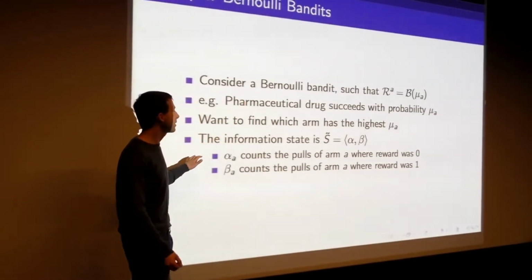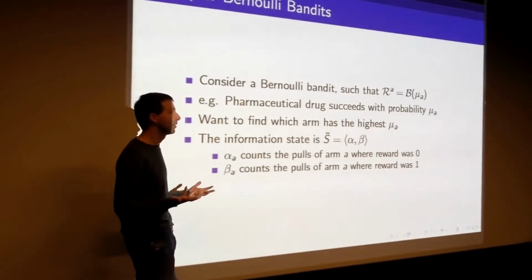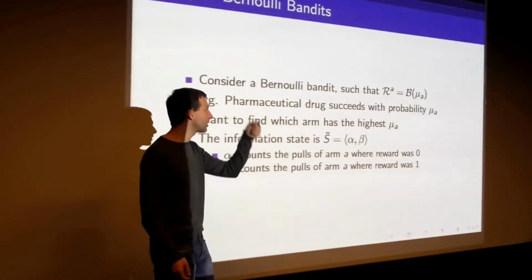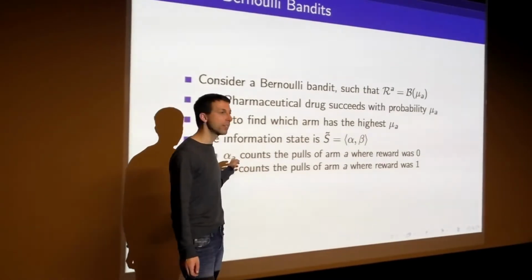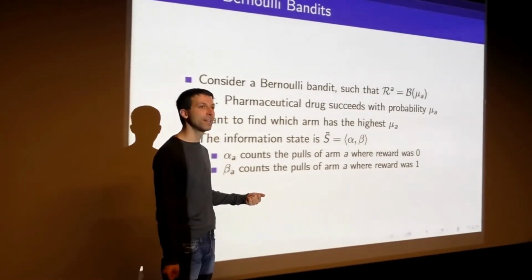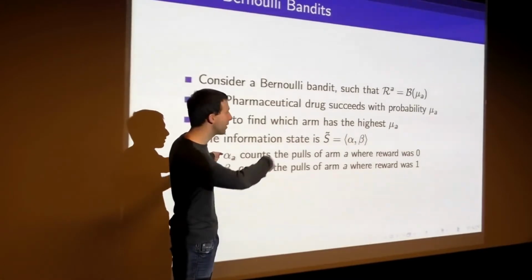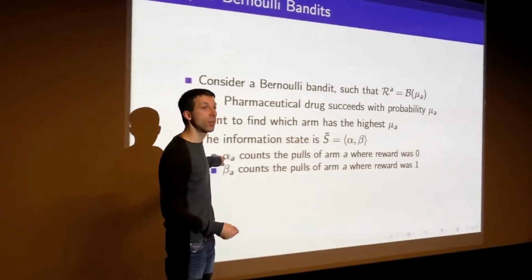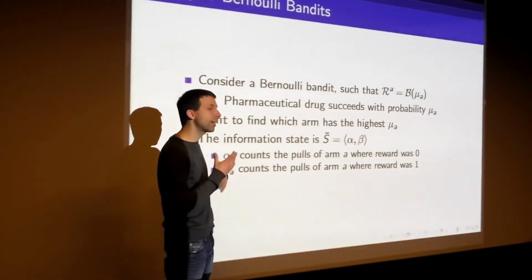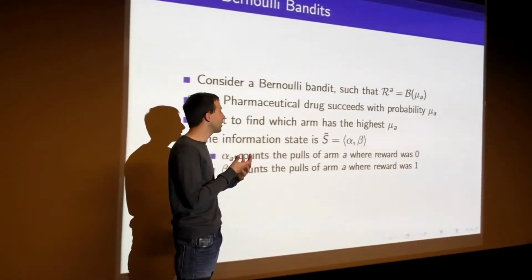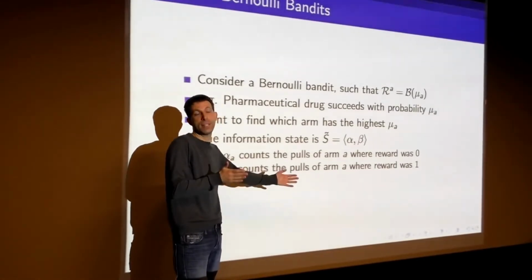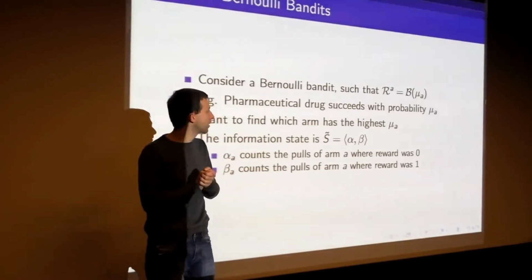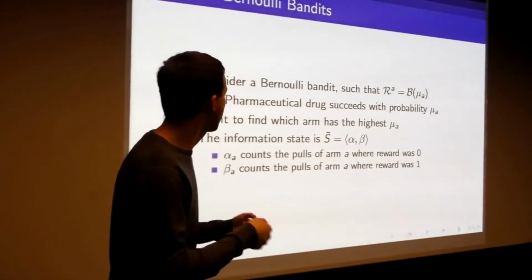And so what's the information state here? Well, the information state is the counts. That's one example of the information state. How many times have I pulled this arm and it's failed, and how many times have I pulled this arm and it's succeeded? So how many times did I try this drug on someone and they got better, and how many times did they not get better? If I can keep those statistics, they summarize everything I've seen so far. A sufficient statistic given all of the pulls that we've made in this bandit problem.